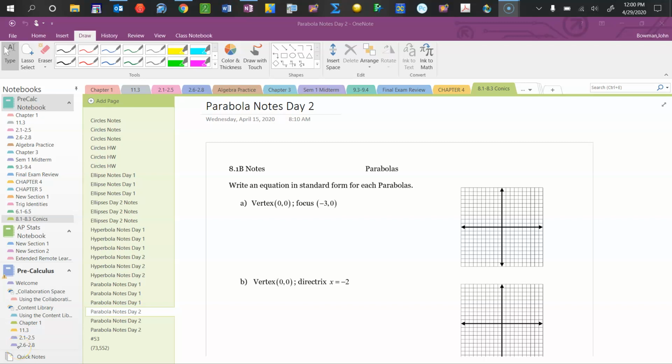Welcome back, everyone. We're going to now take a look at writing equations of parabolas in their standard form from a completely different point of view.